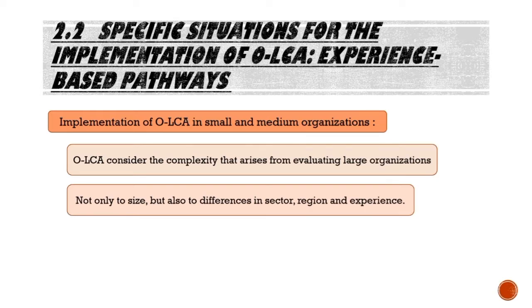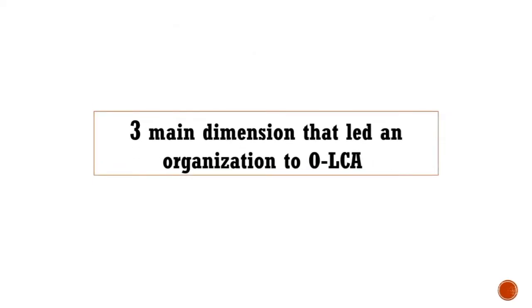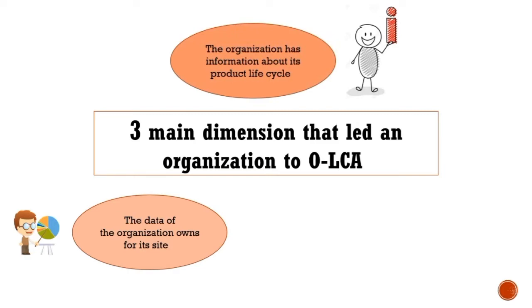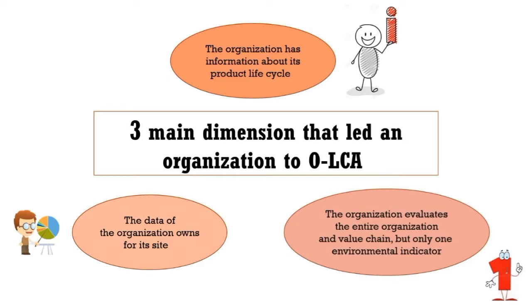This complexity may not apply to small and medium-sized organizations, so specific instructions are included in the guide to further clarify and guide them. The most common paths that can lead an organization to OLCA considered three main dimensions, which are: 1. The data the organization owns for its site. 2. The organization has information about its product life cycle. And 3. The organization evaluates the entire organization and value chain, but only one environmental indicator.